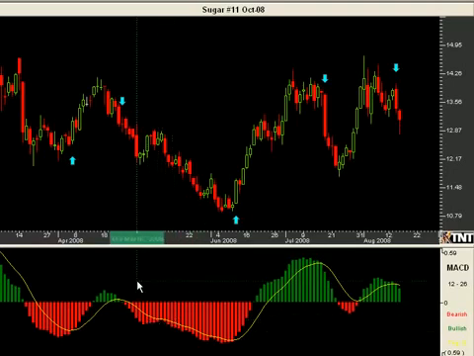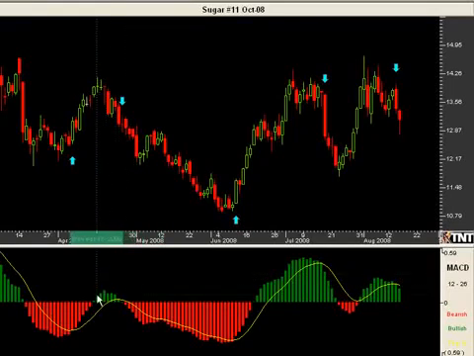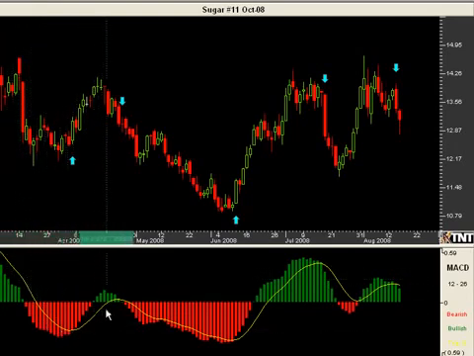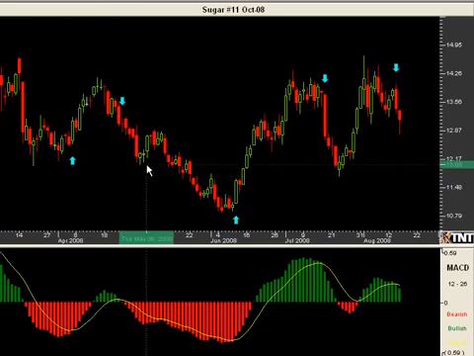The traditional settings for the MACD indicator are 12, 26, which means you're looking at a 12-period moving average and a 26-period moving average, and then you have a 9-period moving line. And you can see here we've got the sugar chart, and it follows it pretty closely.